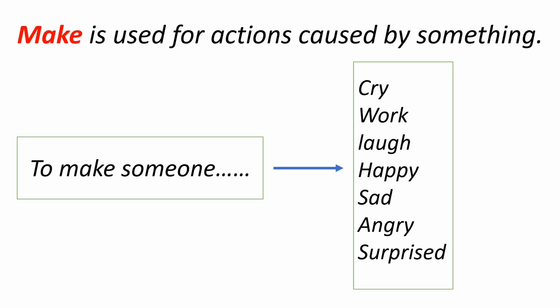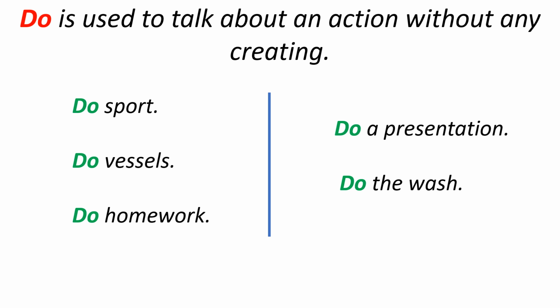So if you are caused by someone to do something, we use the verb make. To make someone cry, to make someone work, to make someone laugh, to make someone happy, to make someone angry, to make someone sad, to make someone surprised. Any adjective or any verb you want next to someone. Clear? All clear? The second point of when we can use make, it's clear? Good. Now we'll move to the verb do.